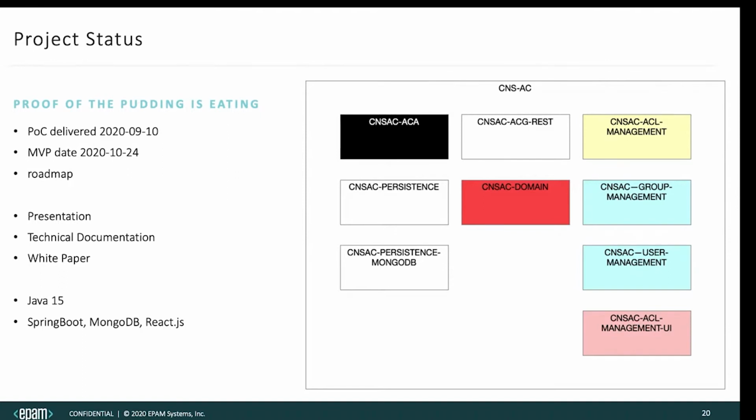And we have CNSAC, that stands for Cloud Native Serverless Access Control. And we have the Access Control Advocate, the ACA. We have ACG REST, persistence, and so on. So there are many, many modules in our application.